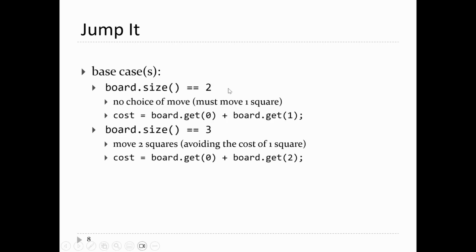So here are our base cases. The board has size 2, you just move 1 square. Your total cost is the cost of the square that you're on plus the cost of the final square. If your board size is 3, just move 2 squares to the right and you're done. So your total cost is the current square that you're on plus the cost of the last square.